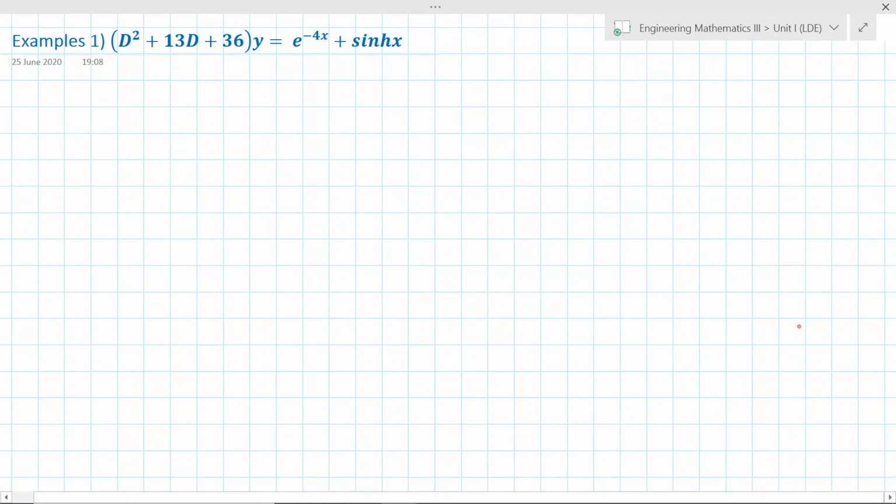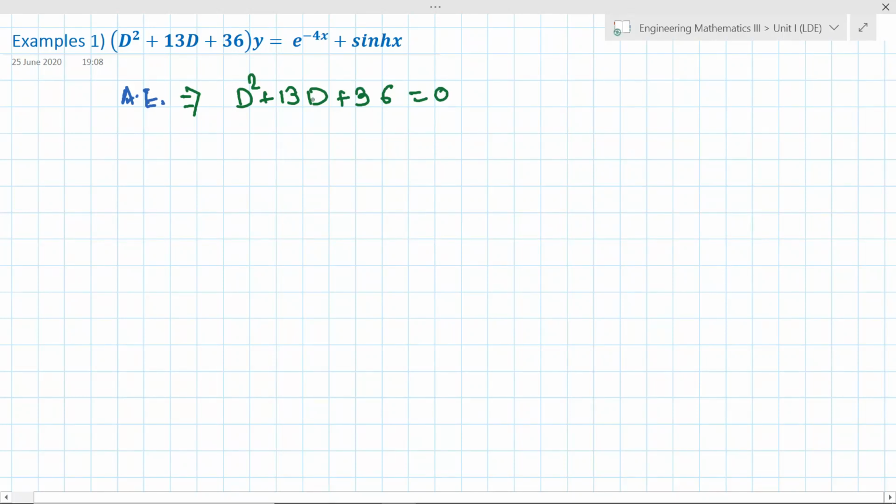D square plus 13D plus 36 is equal to e raised to minus 4x plus sinh x. So this is also a simple question. First of all, just find the complementary function. What is my auxiliary equation here? My auxiliary equation is D square plus 13D plus 36 equal to 0.